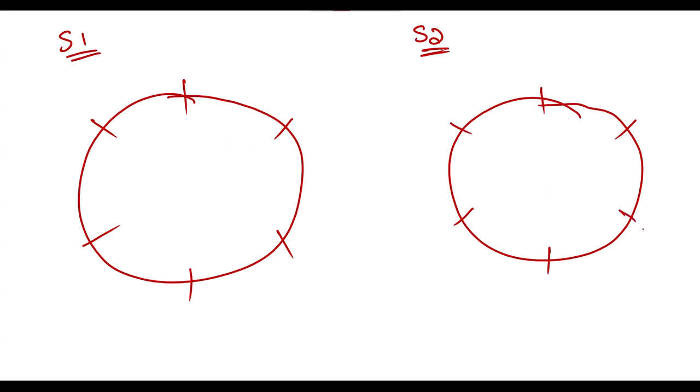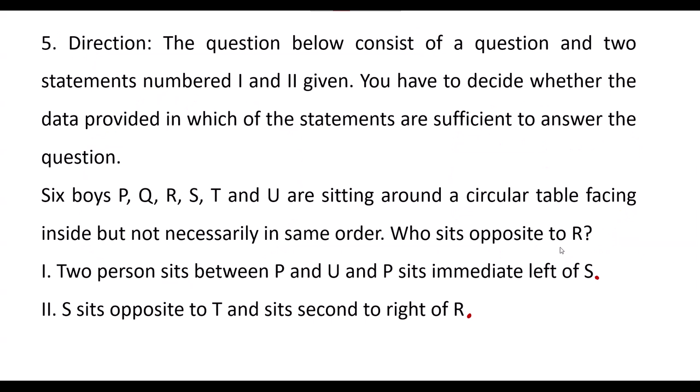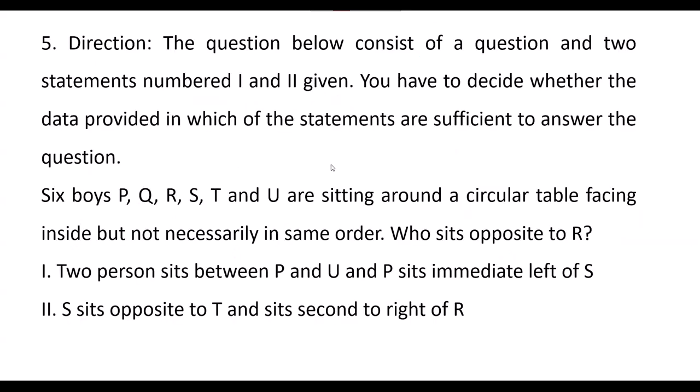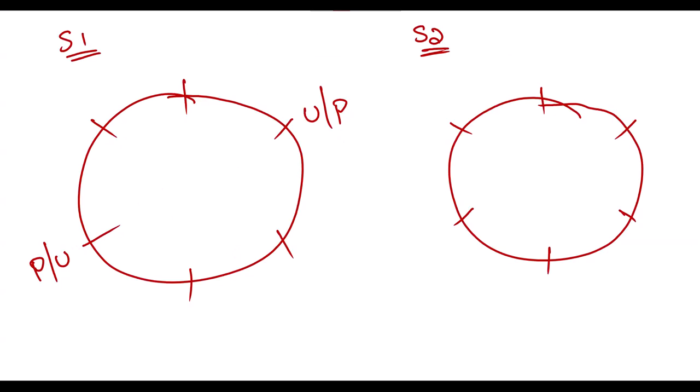Now they're asking who is opposite to R. Statement 1 says that two persons sit between P and U. Fine. We are taking P here, U here, or U here, P here. Two people are between them. Next, the other point they mentioned: P sits immediate left of S. If P is here, S is here.